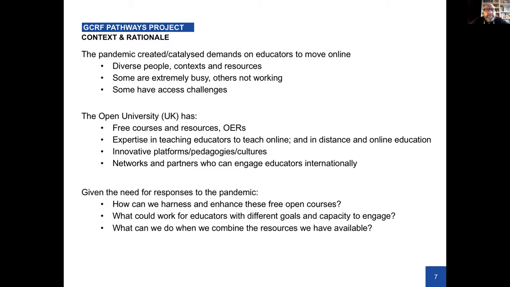And we have an international development office, which historically has worked on these kind of projects as well, which most universities don't have. So the idea behind all this was, how can we make the most of these affordances and these OERs that we've already got? And how can we work with these educators in Africa and develop their capacity for online learning?